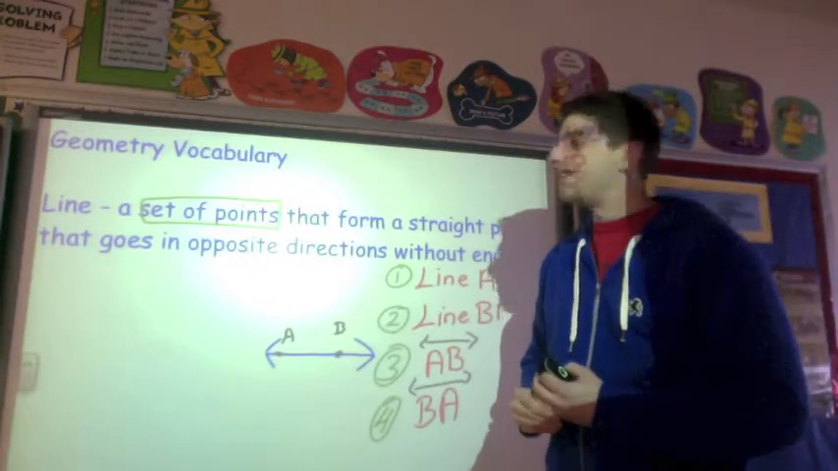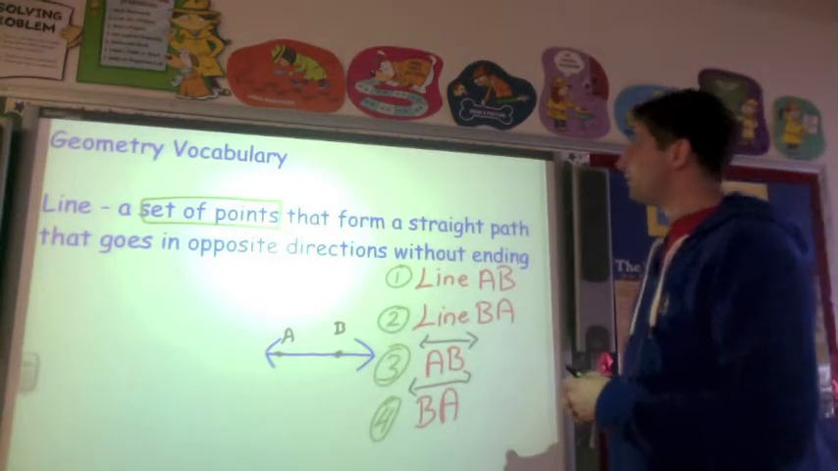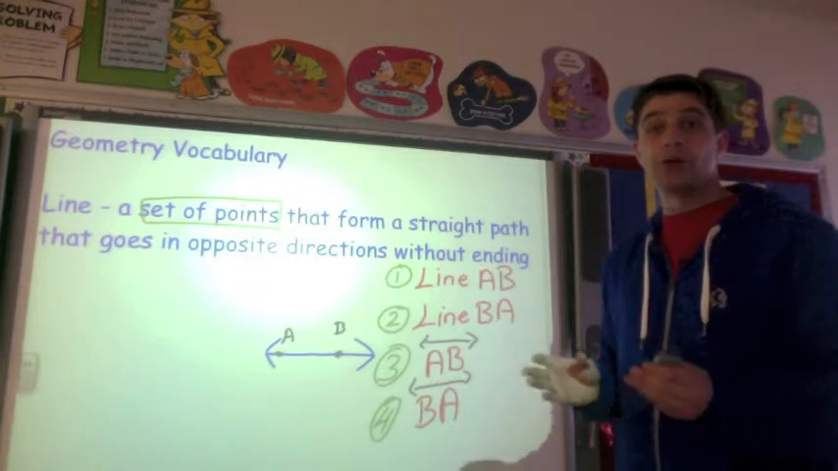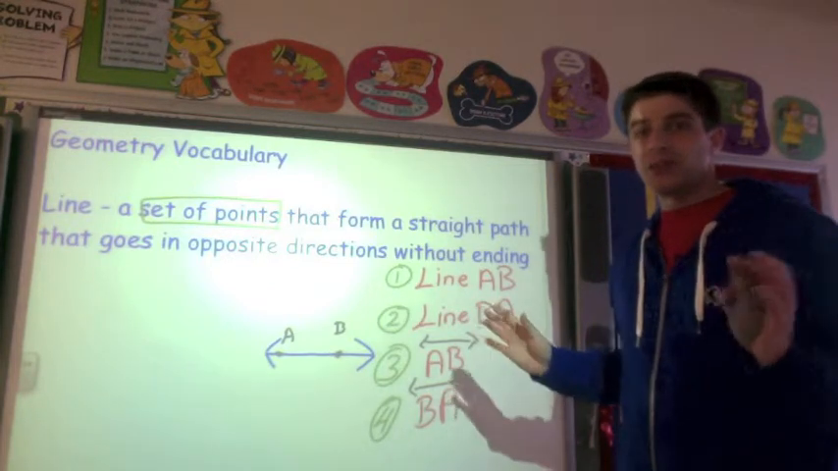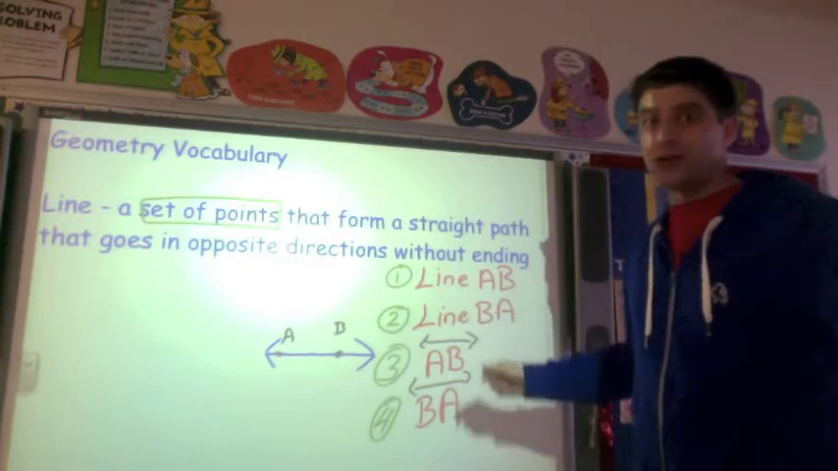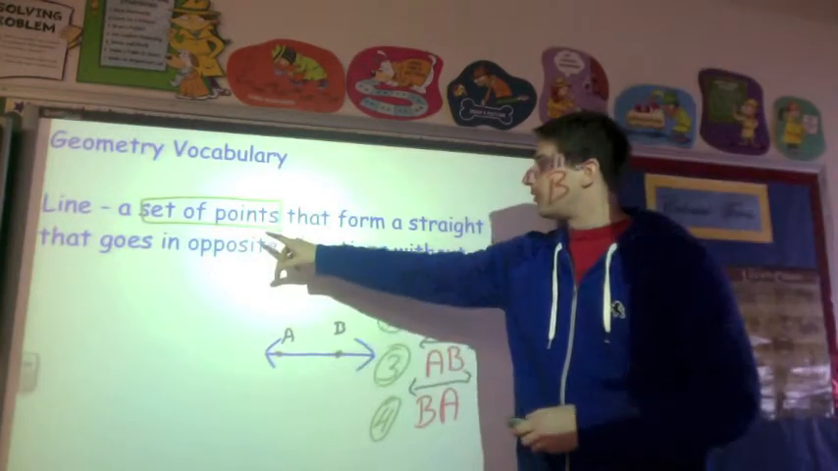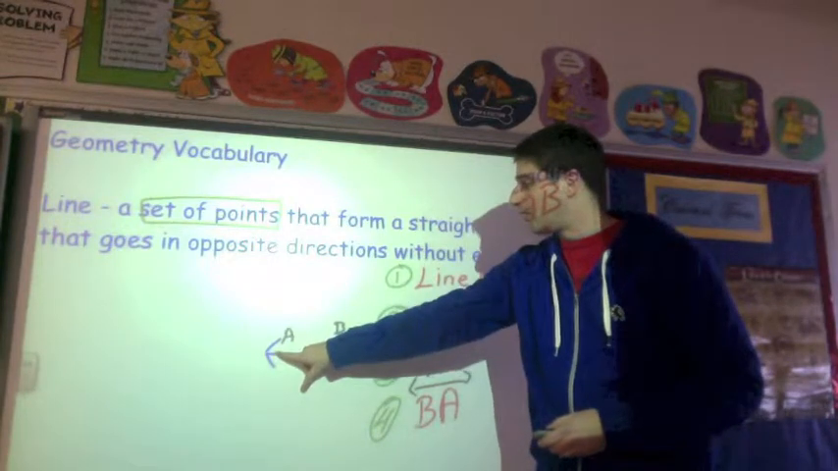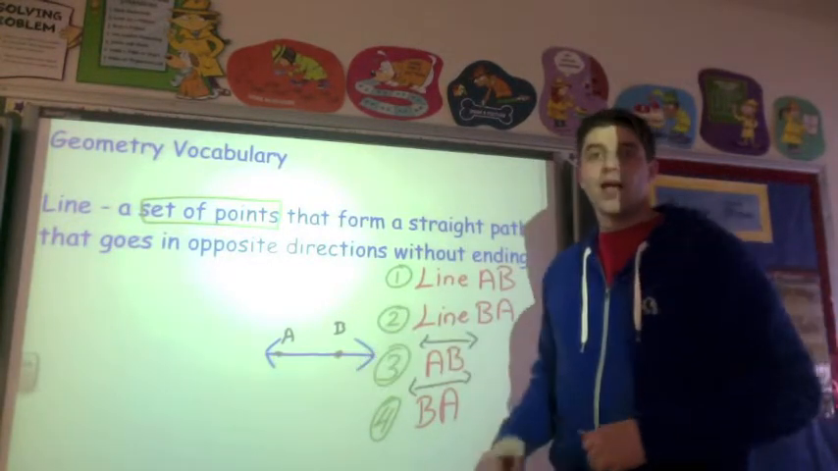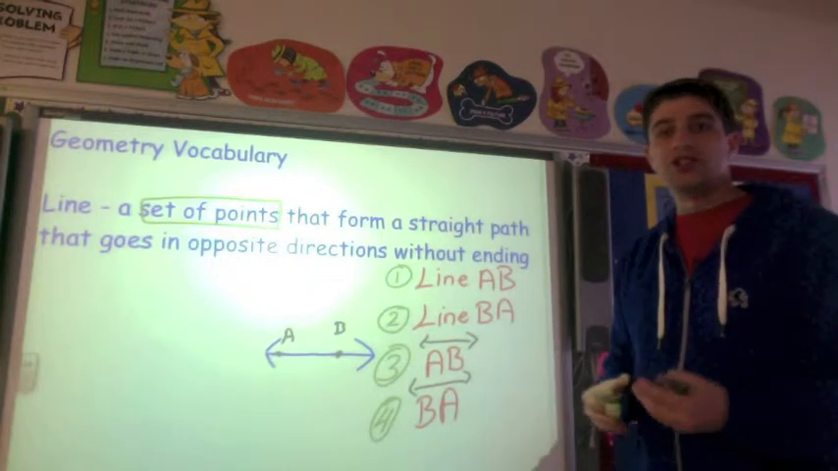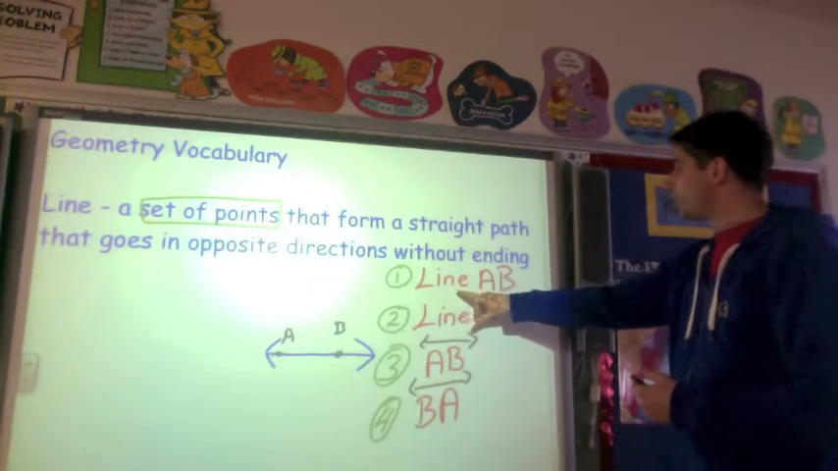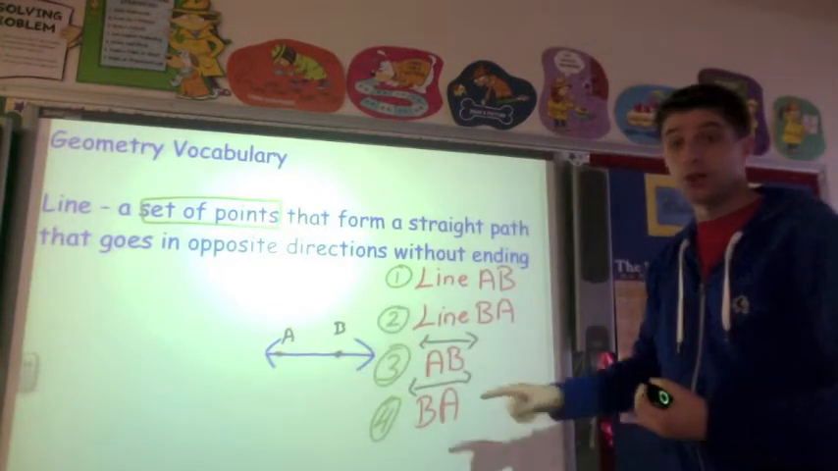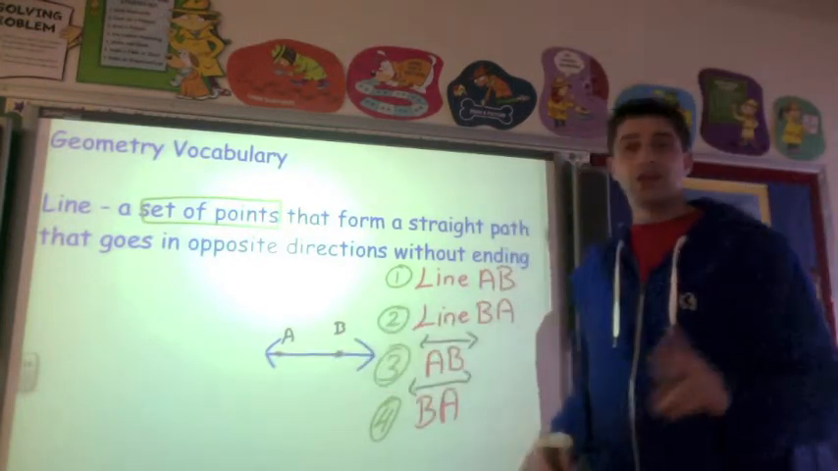Our next word is line, and a line is a set of points that form a straight path, and they go in opposite directions without ending. They're everlasting. They just keep on going and going. You get the point. You can see here the definition says a set of points, and here are my set of points, A, B. There are a couple of ways we can write or say this. One, we can just write line AB, or line BA. Those are two ways.